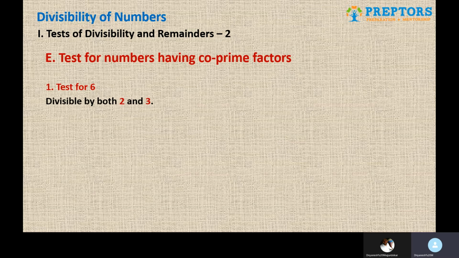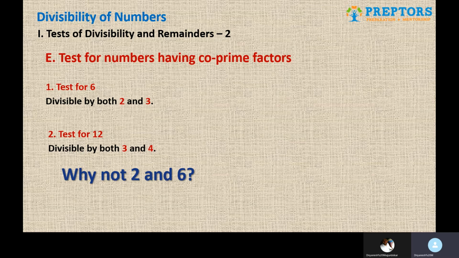If you want to check whether a number is divisible by 6 or not, you simply need to check whether it is divisible by both 2 and 3. If it is divisible by both 2 and 3, then you can blindly say that it is divisible by 6 as well. Similarly, there can be another example. Suppose you want to check whether a number is divisible by 12 or not; it should be divisible by both 3 and 4. If it is divisible by both 3 and 4, then you can blindly say that it is also divisible by 12.